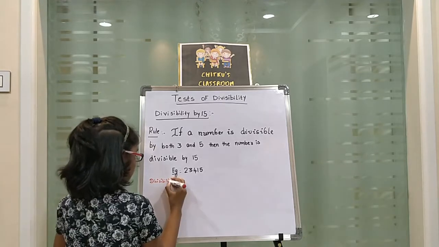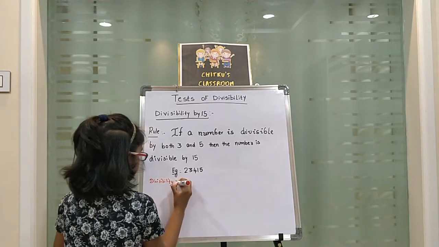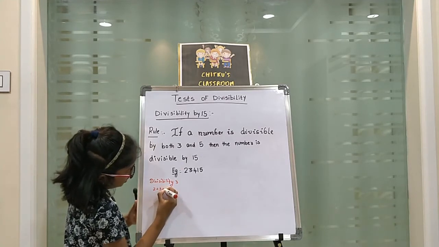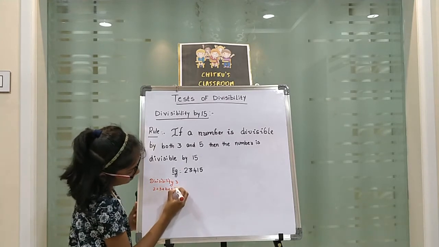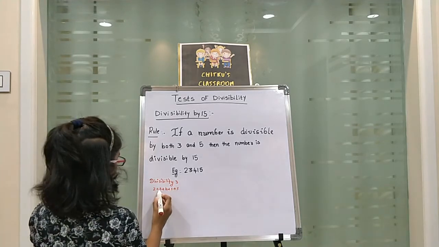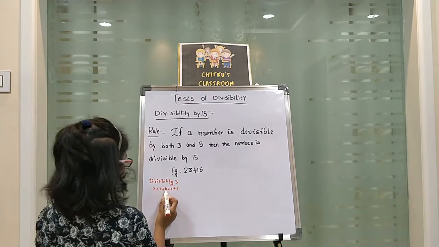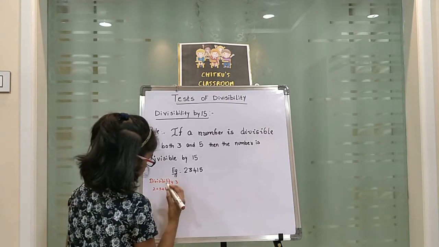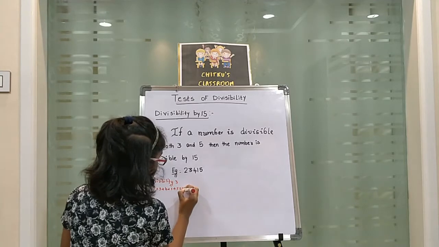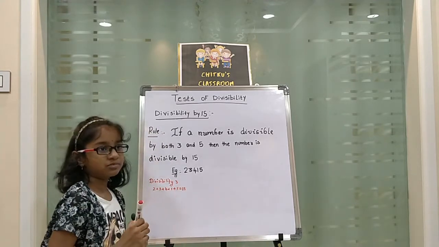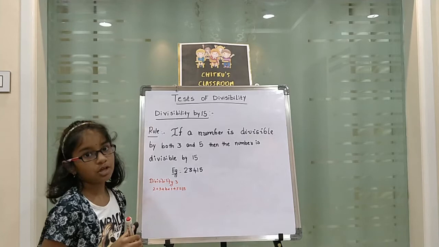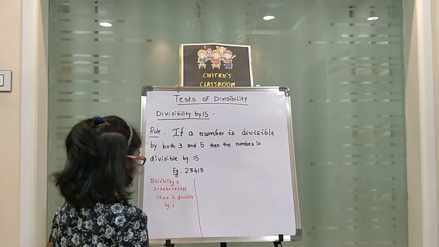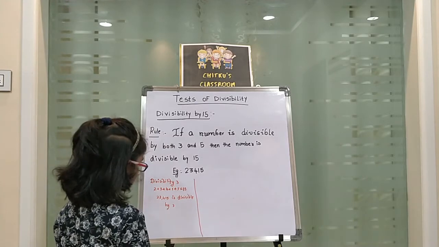Okay, divisibility rule by 3 first. So 2 plus 3 plus 4 plus 1 plus 5. Okay, so 2 plus 3 is 5, 5 plus 4 is 9, 9 plus 1 is 10, next 15. So 3 times 5, 15 is possible. So 23,415 is divisible by 3.